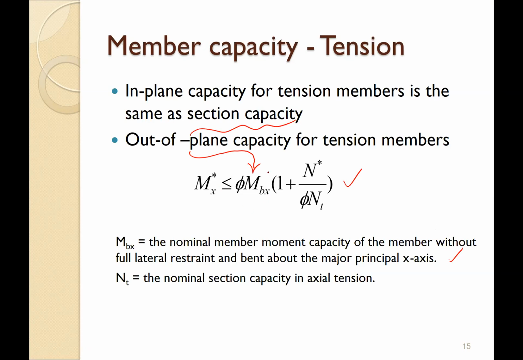If you recall from bending, we have this N star and N t, and phi is the capacity factor, and this expression will tell you the value of the applied bending moment which you can safely apply. If you solve this one, that means you have to solve this inequality. Okay, now just hold on.